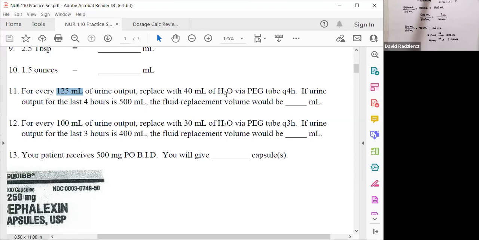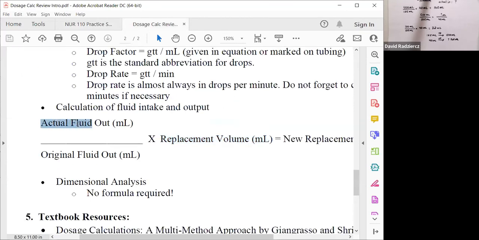So we're equating what we're replacing with what is lost. And I know that I'm not doing a great job explaining it, which is why I will call you back to, if you understand what I mean by actual output, what was actually voided by the patient, and then what they told you is connected to the replacement volume. So for every blah milliliters lost, replace with blah milliliters. That's how you would organize these types of questions.